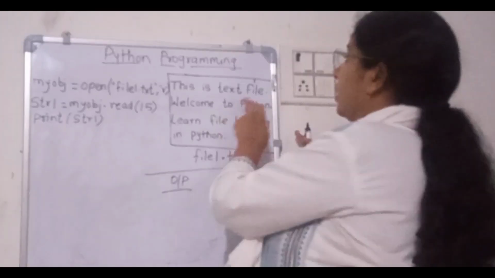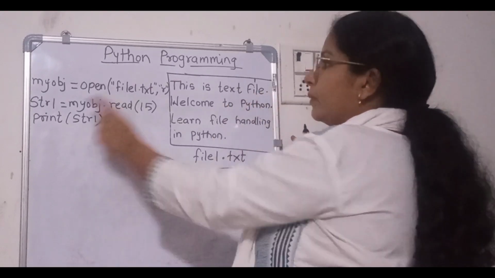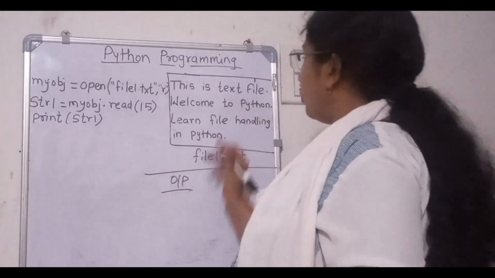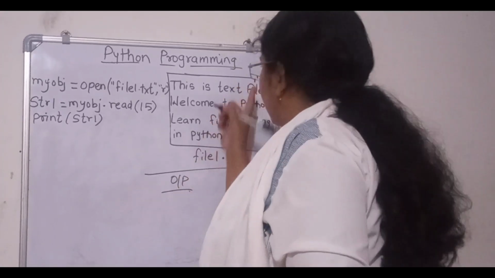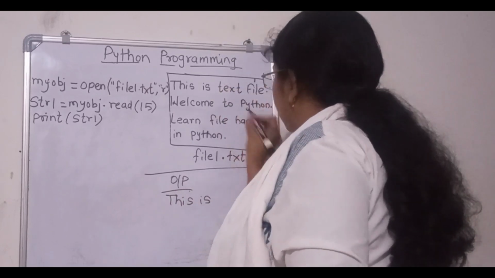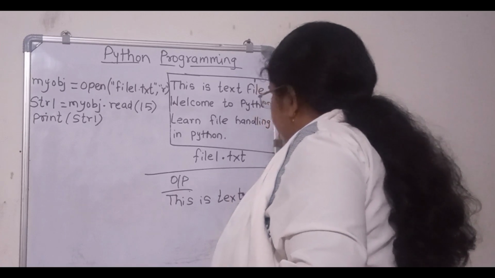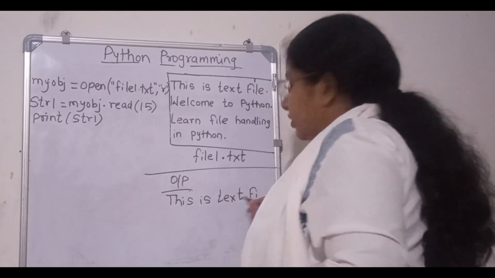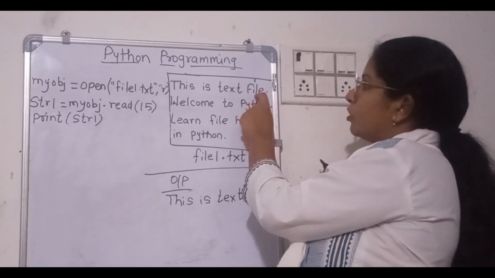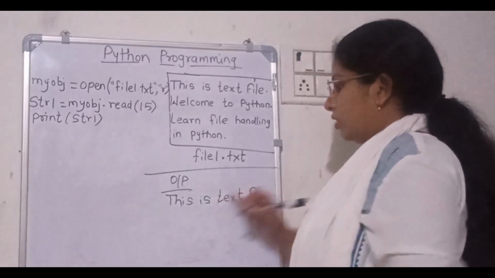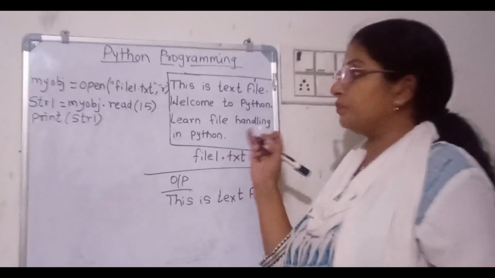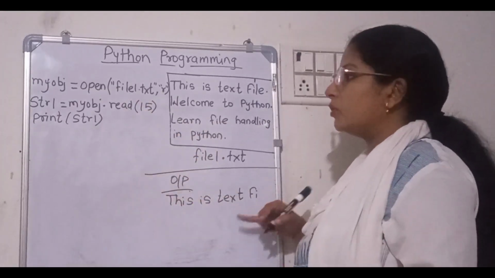So in the output window, the content up to I will be stored in your str1 and then str1 will be printed. So your output will be the content till I. This is text, and file will not be completely there because we are stopping at the 15th character. So I will be there and that's it. So only this content will be printed, not the whole line. So this is my first output.